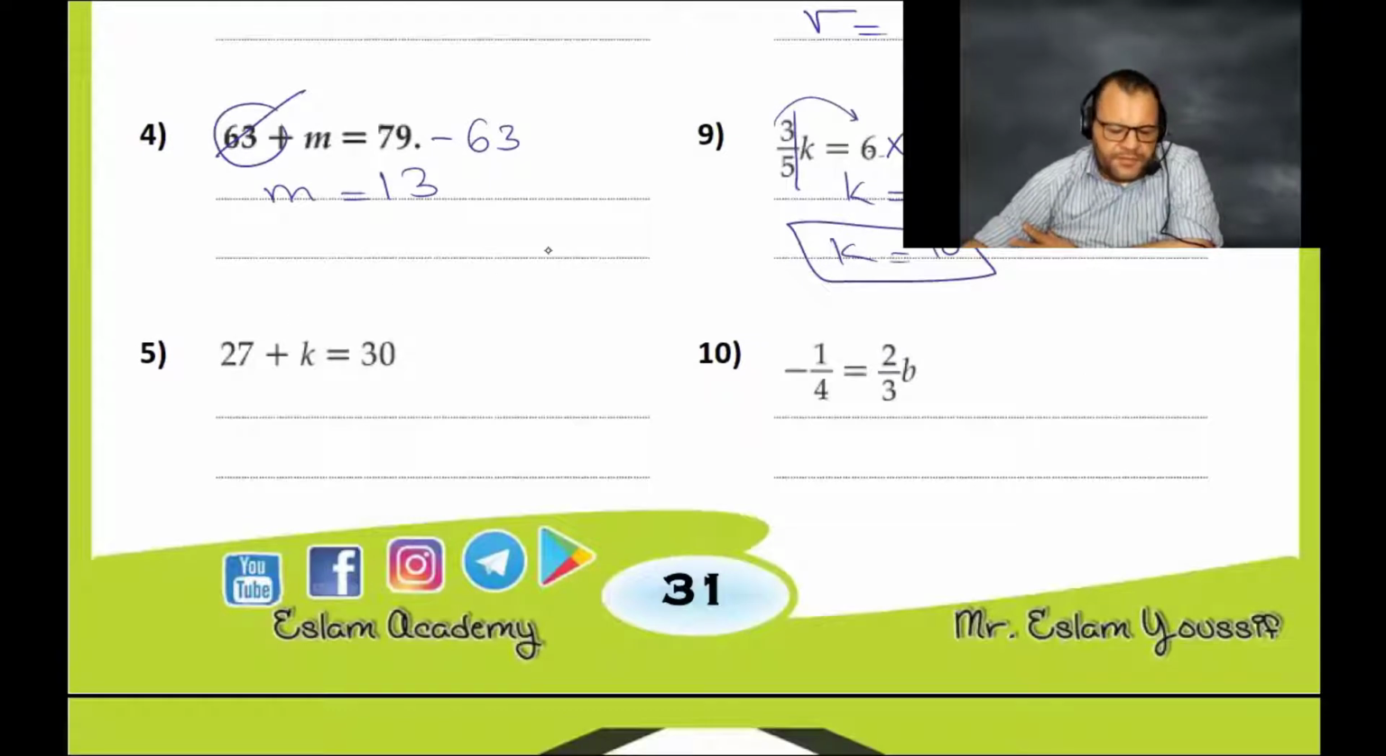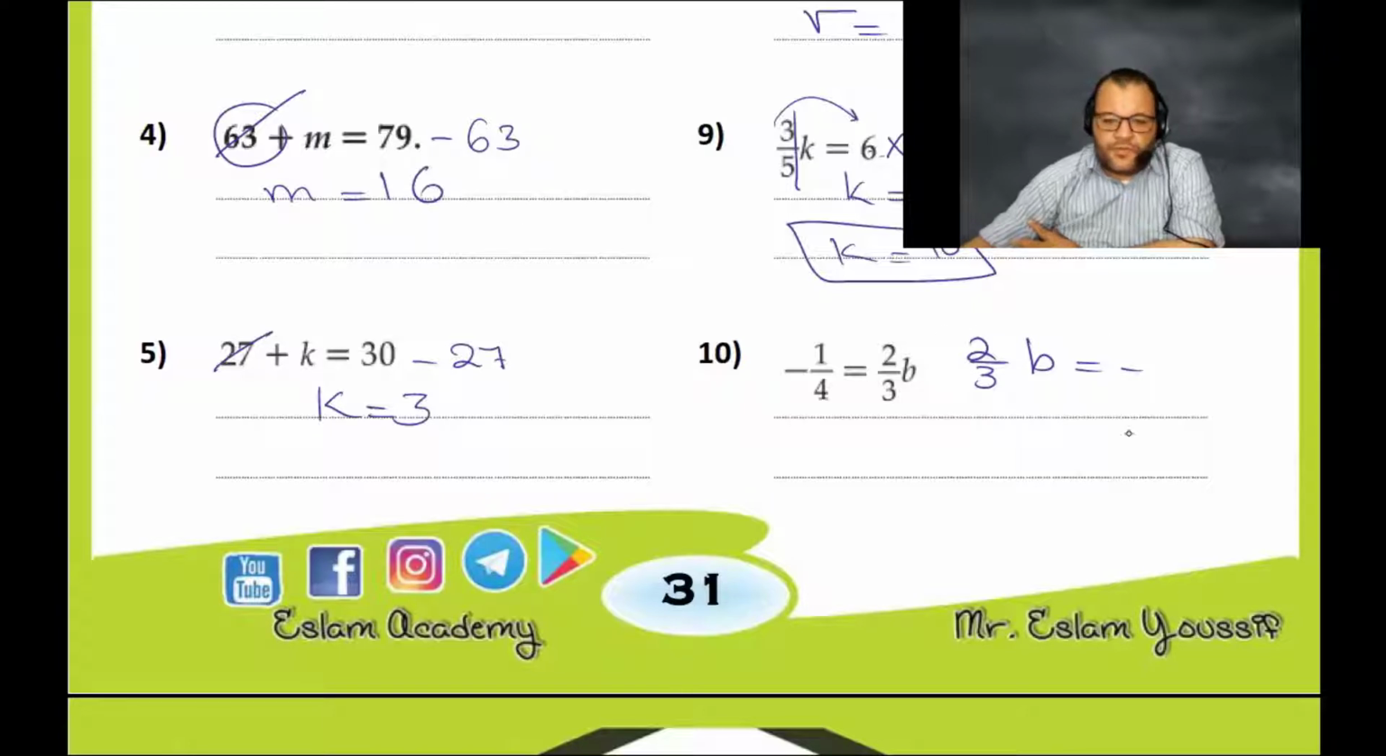Number 5. Subtract 30 minus 27. Then 3. k equals 3 for this one. I just write the variable at the left-hand side, so it will be 2 over 3 k. Mister, number 4 is wrong. It's 16. Sorry, 16. Okay. Minus 1 over 4.